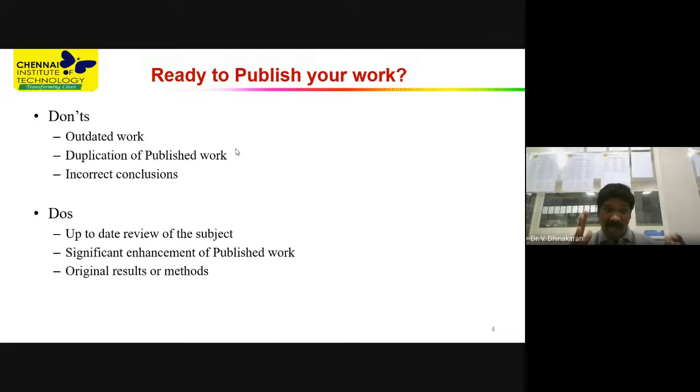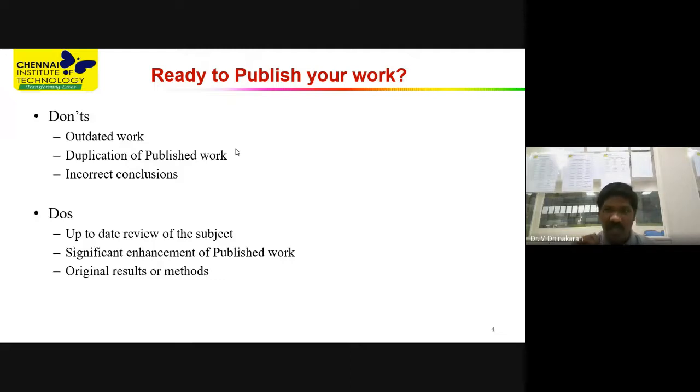After preparing the article, you should go for plagiarism checking, that too with standard plagiarism software. Don't go with online plagiarism checkers. We will see this in the later slides. And what you should do when you go for publishing research articles: you have to go for an up-to-date review of the subject.